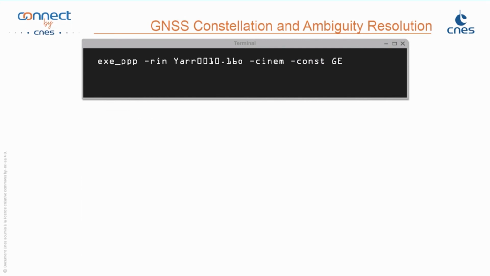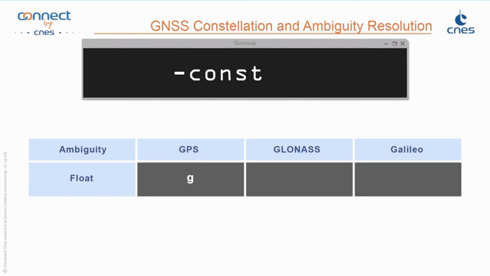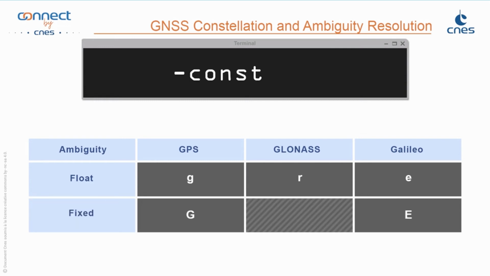Now, to specify the constellations, we just have to follow the international convention that identifies them with a letter. The letter G for GPS, the letter R for GLONASS, and the letter E for Galileo. To indicate whether we want to resolve the ambiguities or not, we will use a different case. Lowercase letters for floating ambiguities and uppercase letters for integer ambiguities. Note that fixing ambiguities in GLONASS phase measurements is not yet possible. To process data from several constellations simultaneously, one just needs to combine the corresponding letters accordingly.